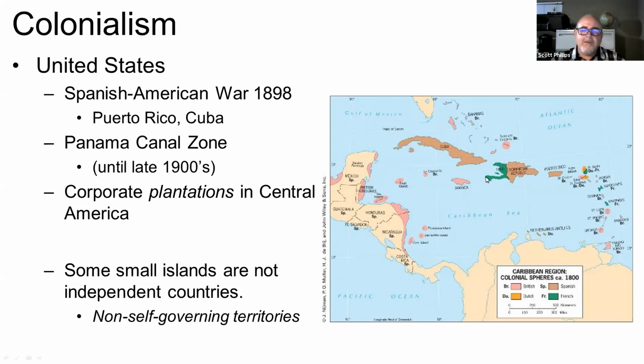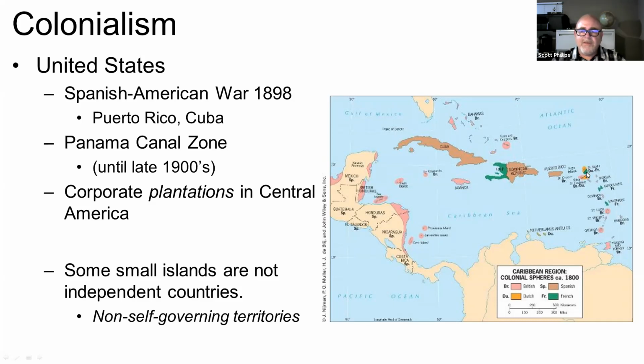So Cuba eventually became independent, but the U.S. still has some naval bases and things there. We control an area called the Canal Zone, which I'll show in a moment. Additionally, the United States had many of its corporations coming in and establishing plantations. So the point being is that the U.S. has had either direct or indirect, pretty heavy involvement in this part of the world.